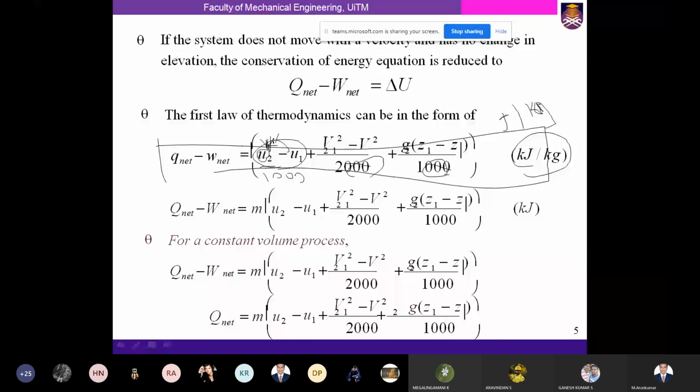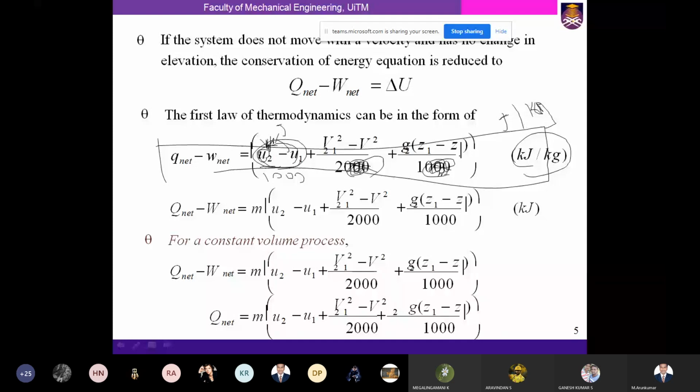If you want the same equation in joule per kg, we just have to drop these thousands in the denominator, and we have to substitute the internal energy values in joules. Just try to understand these equations. We can have two kinds of equations because of the units used here. Do you have any queries?